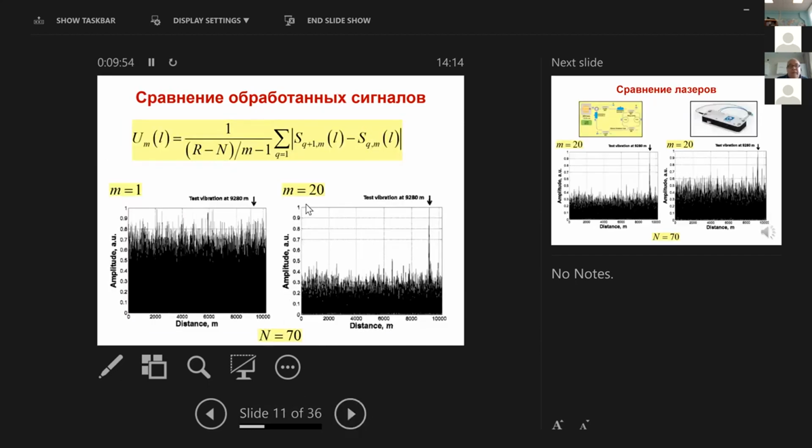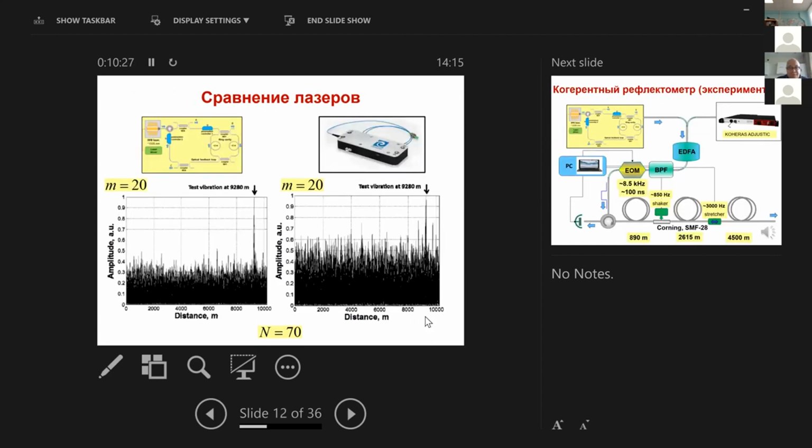Here we compare the traces and information obtained through the sensors for two averaging procedures. In the first case, we use the normal procedure with M equal to 1, and in the second case M equal to 20. You can see that in the second case you can recognize the signal which appears at 9 kilometers and 9 kilometers 700 meters. So it's exactly where we apply our vibration.